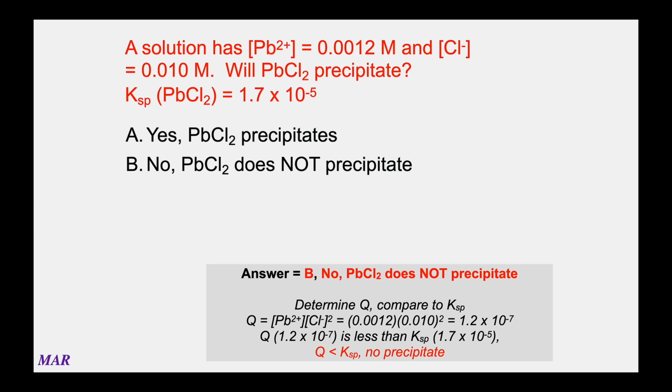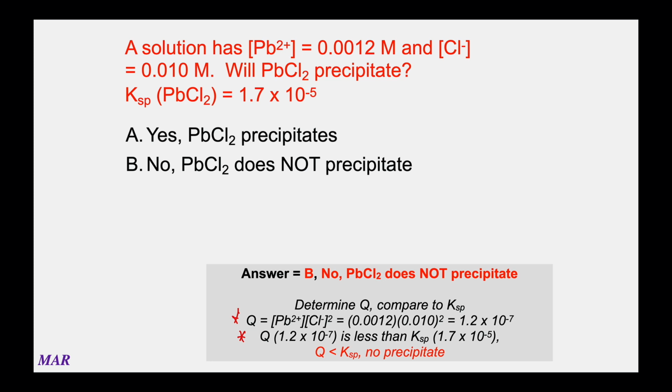So what I did down here is I solved for the Q. Q looks just like K. It's lead times chloride ion squared. So I put those numbers in. 1.2 times 10 to the minus 7th was my Q. That Q is less than Ksp, so that means no solid forms.